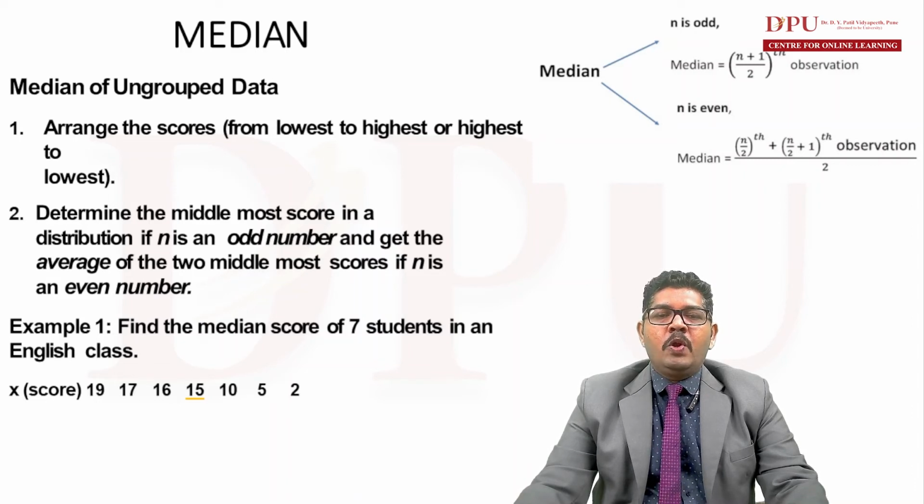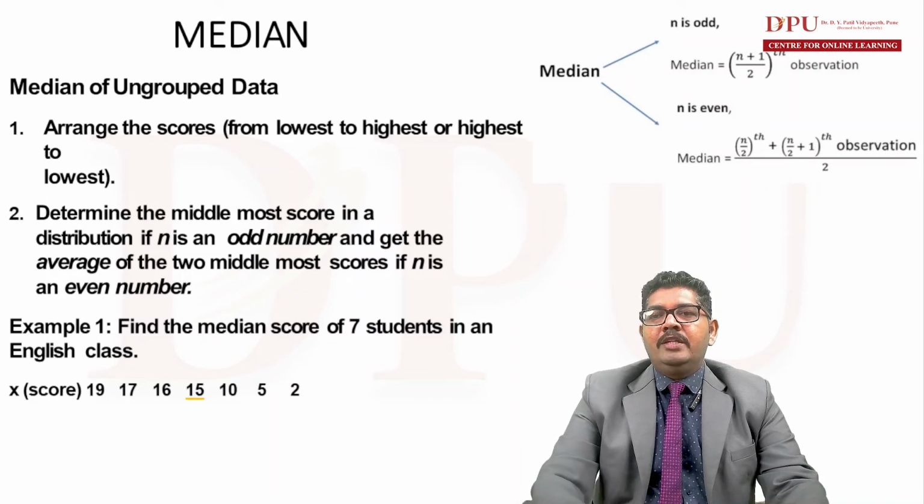Find the median score of 7 students in a class. So here look at this particular graphic. Median, when n is odd, what do we do? Median is equal to the (n plus 1) divided by 2 th observation. And when n, the number of observations, is an even number, median is equal to the (n by 2 th plus (n by 2 plus 1) th observation) divided by 2. So this is how we get the median.